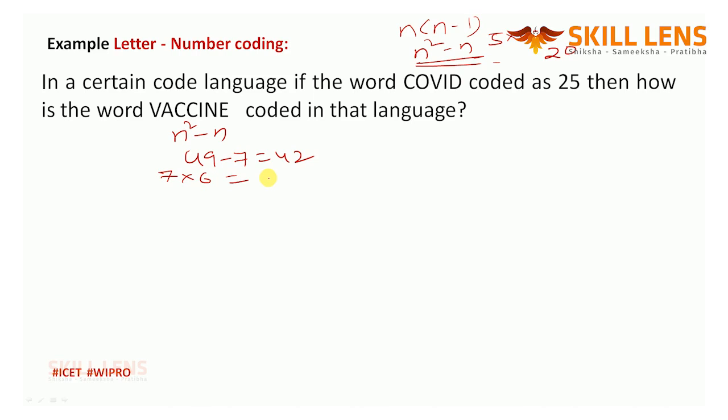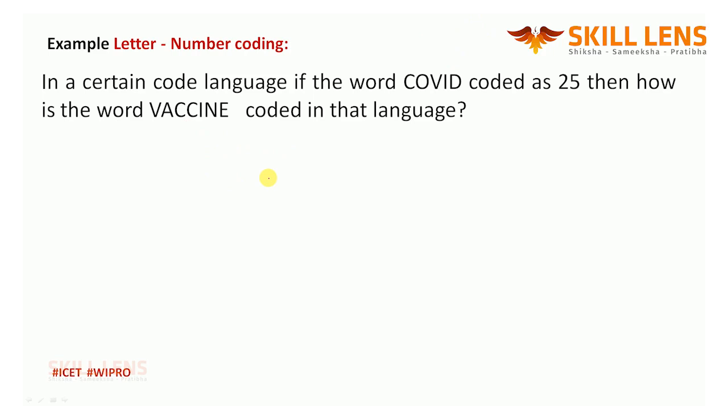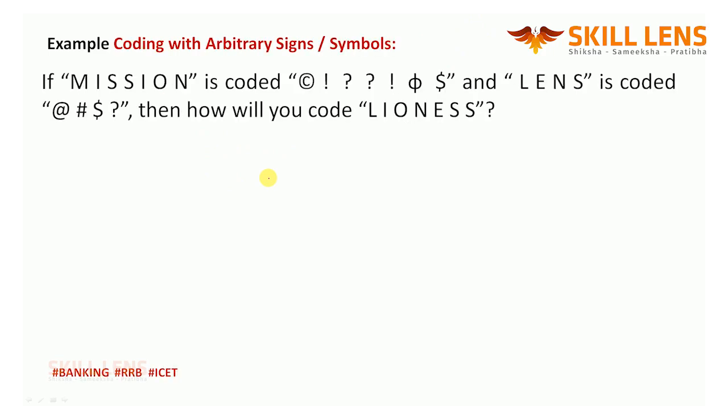Okay, the basic ones are letter to letter, letter to specific ones, and letter to number coding, and we will see the one most important one: coding with signs and symbols. Okay, let's see the question. These types of questions, mainly they are asked in banking, railway recruitment board, and ICET.